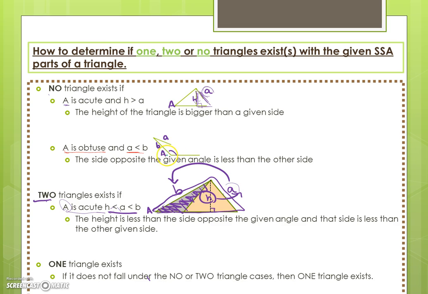If your given angle is acute up here and you have your height and its opposite side, if the height is bigger than the opposite side A, the height is bigger, then no triangle exists.